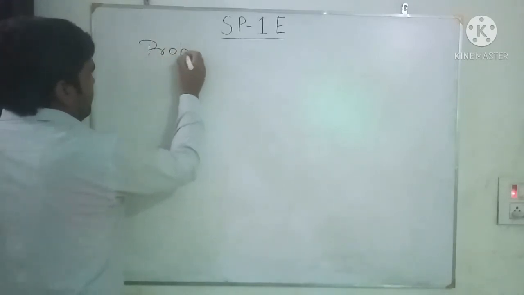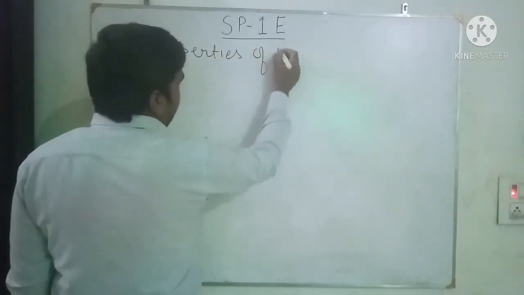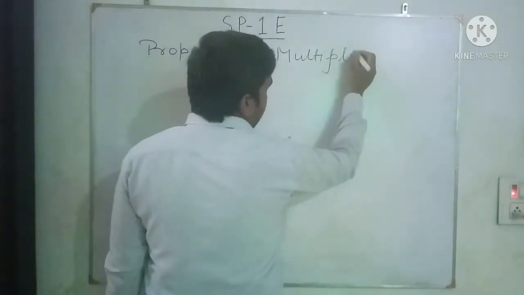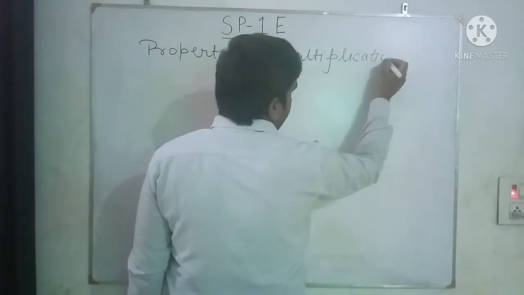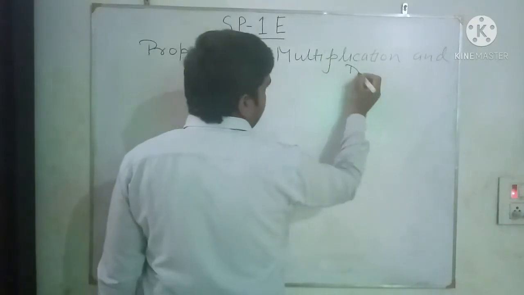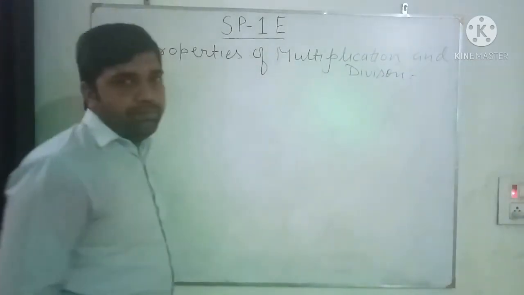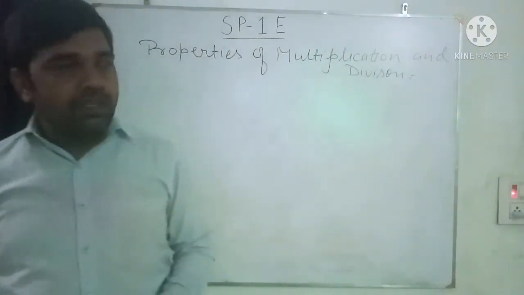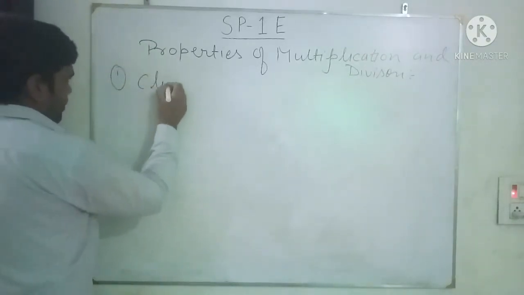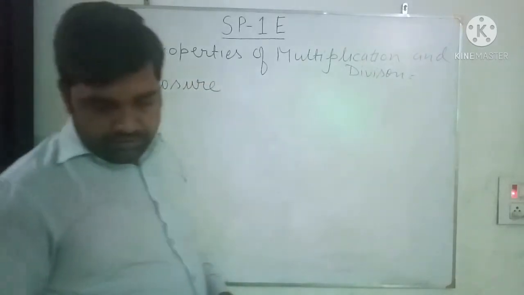Properties of multiplication and division. Okay, properties of multiplication and division. See, the first property, the closure property. First is the closure property.